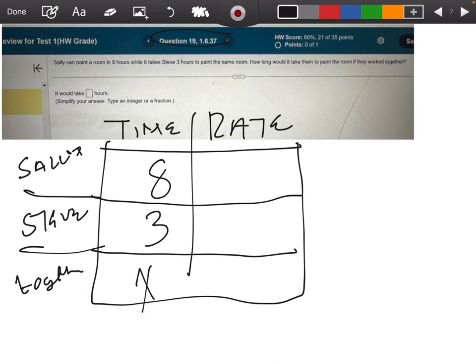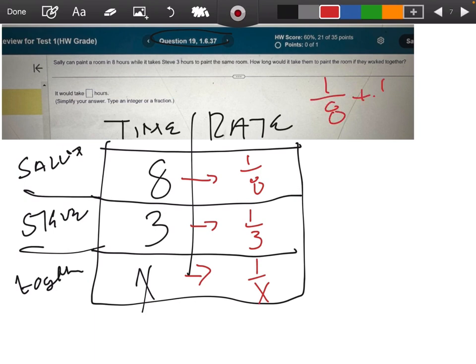Now, y'all, the way we find the rate from the time is we're just going to flip this number. So 8, you can think about that as 8 over 1. So if we flip it, it's going to be 1 over 8. 3, I can think about that as 3 over 1. So if I flip it or take the reciprocal, 1 over 3. And the same thing over here, 1 over X. Now, what we're going to do, y'all, we're going to add Sally's rate and Steve's rate to get their combined rate. So 1 over 8 plus 1 over 3 equals 1 over X.